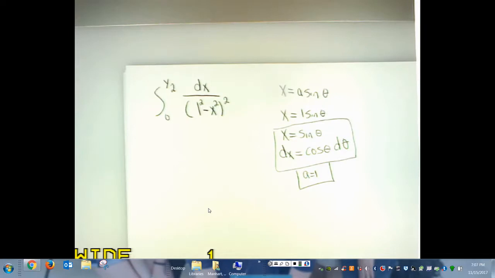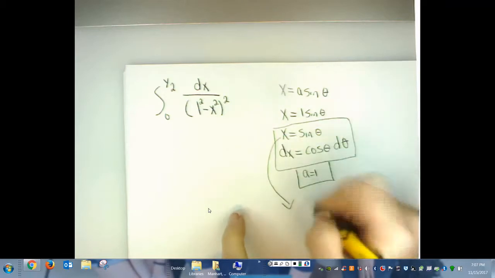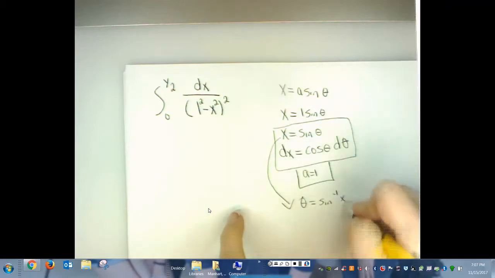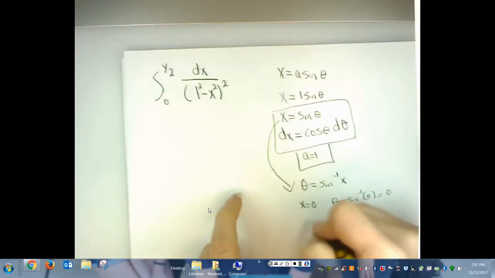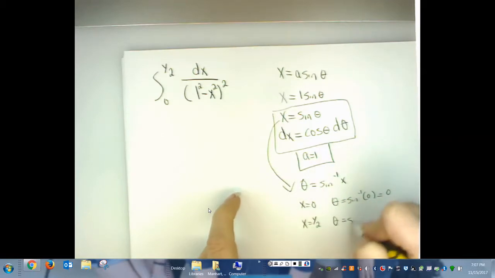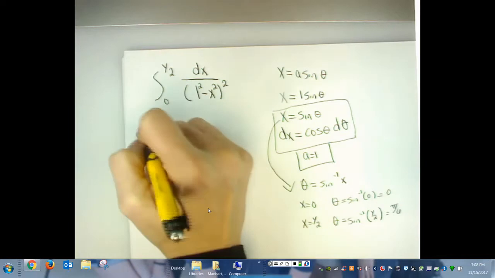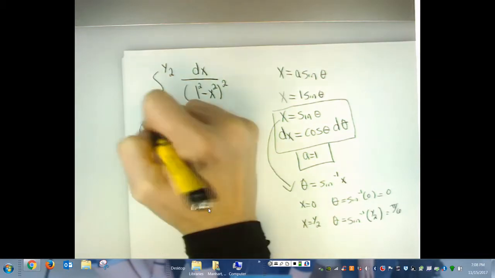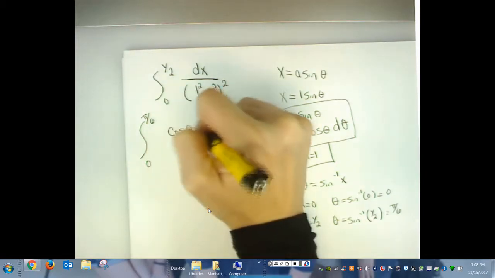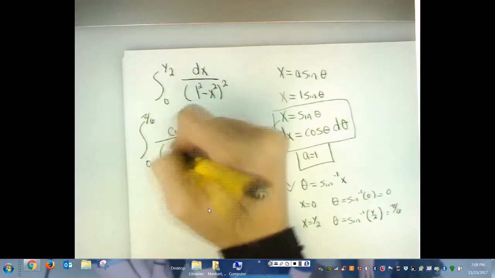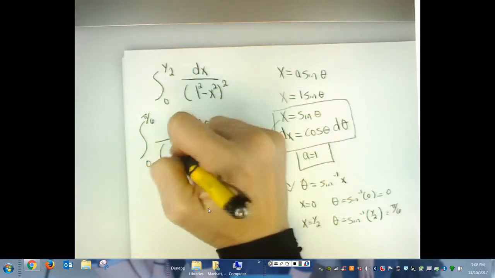We also will have new limits. It's easy to find the new limits because according to what our table said, theta is going to be inverse sine of x. So if x is 0, then theta is inverse sine of 0, which is 0. And if x is a half, then theta is inverse sine of a half. And that's going to be 30 degrees or pi over 6 for the new limits. So here we go. In place of dx, I'm going to put cosine theta d theta. In place of x, I'm going to put x is sine theta.